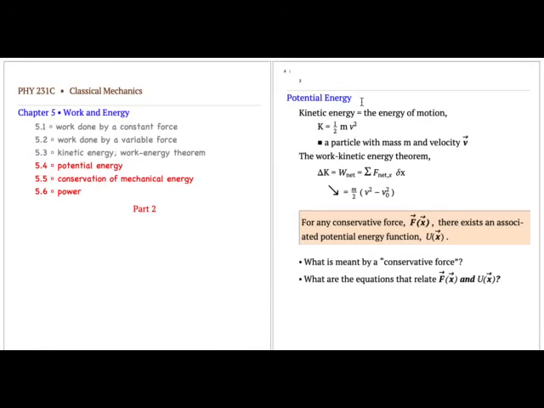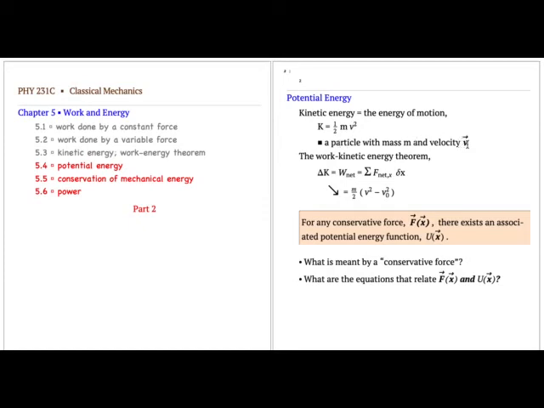So, first of all, what is potential energy? Well, let's just recall from part 1 of the video. Kinetic energy is the energy of motion. And in particular, if you have a particle or an object, a sphere, could be a small object, anything with mass m moving with velocity v has kinetic energy. The kinetic energy is equal to 1/2 mv squared. A particle with mass m and velocity v.